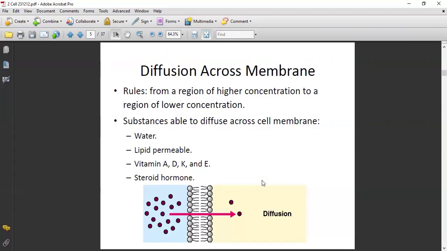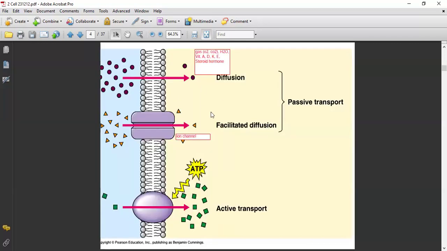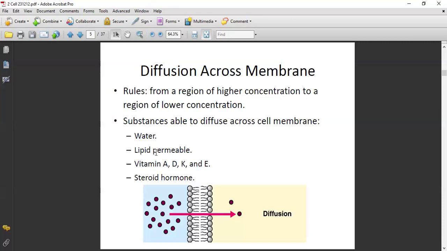So diffusion across the membrane. Just one of these, so that's this one here. Diffusion across membrane. You have these lipid-soluble, membrane-permeable molecules: vitamins A, D, K, E, and steroid hormones. They diffuse from high concentration to low concentration.